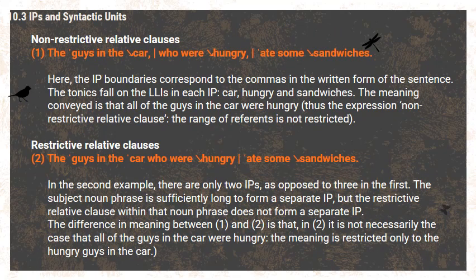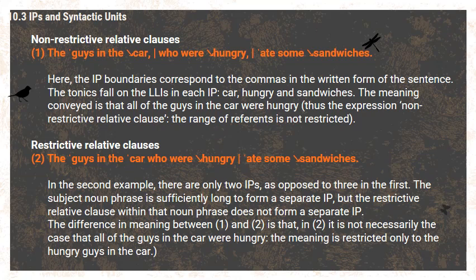The first is non-restrictive relative clauses. For example, the guys in the car, who were hungry, ate some sandwiches. Here, the IP boundaries correspond to the commas in the written form of the sentence. The tonic falls on the LLIs in each IP: car, hungry, and sandwiches. The meaning conveyed is that all of the guys in the car were hungry. Thus, in the expression non-restrictive relative clause, the range of reference is not restricted.